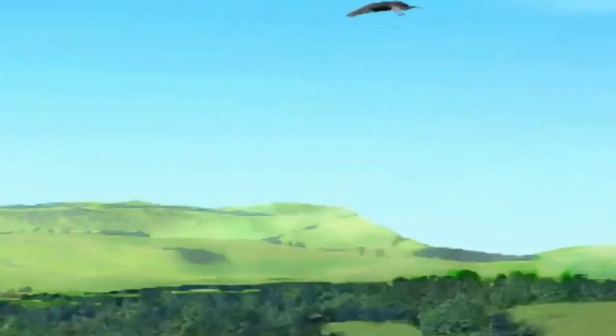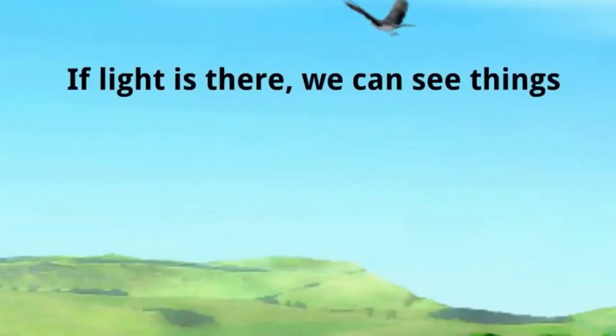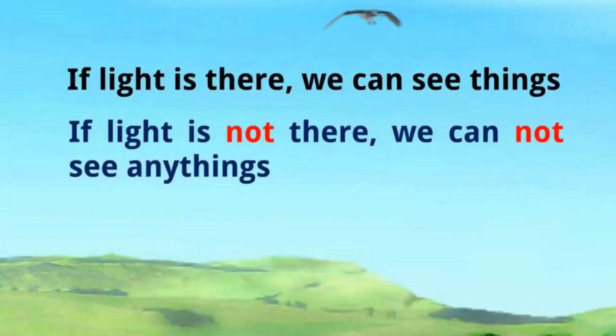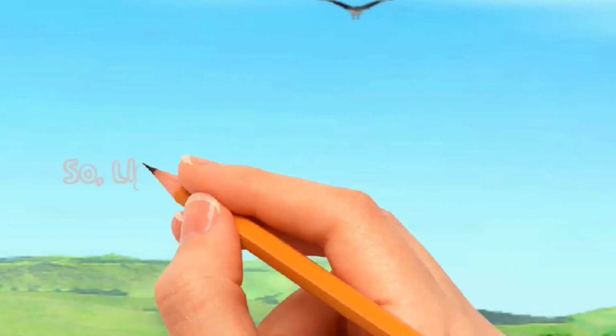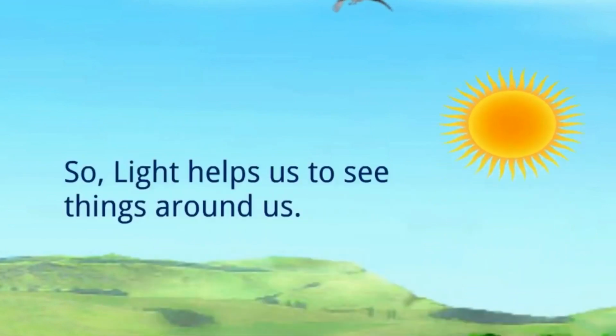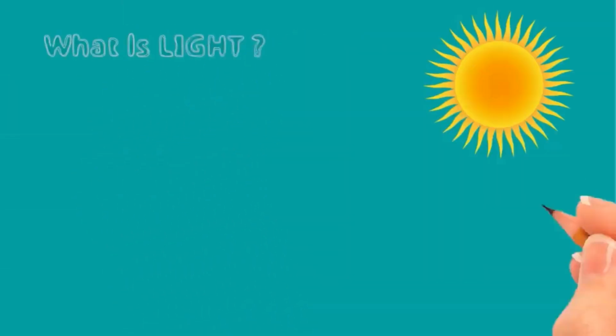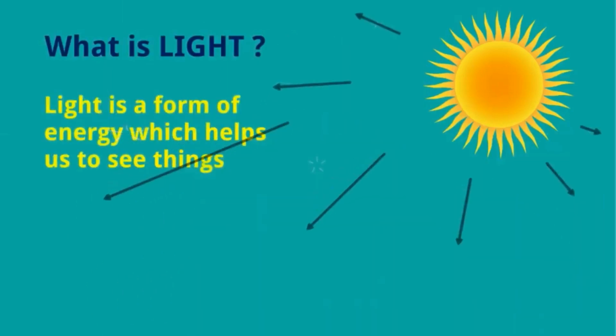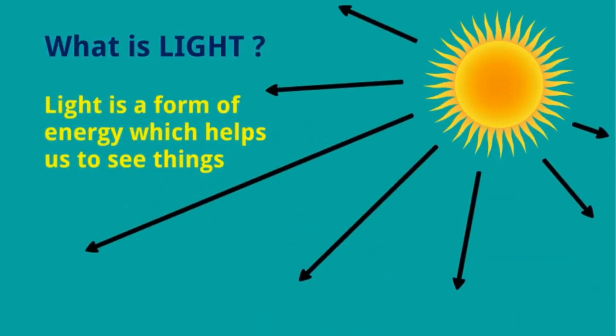If light is there, we can see everything. If light is not there, we cannot see anything. So we can say, light helps us to see things around us. So what is light? Light is a form of energy which helps us to see things around us.